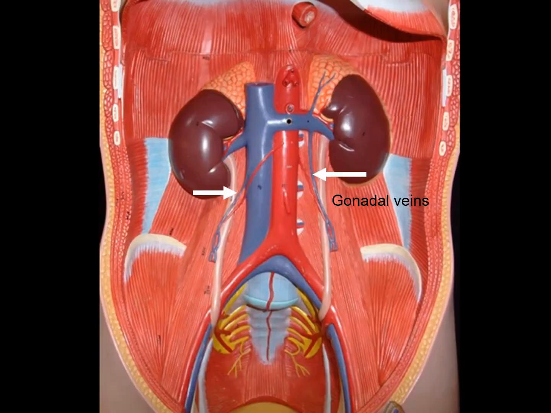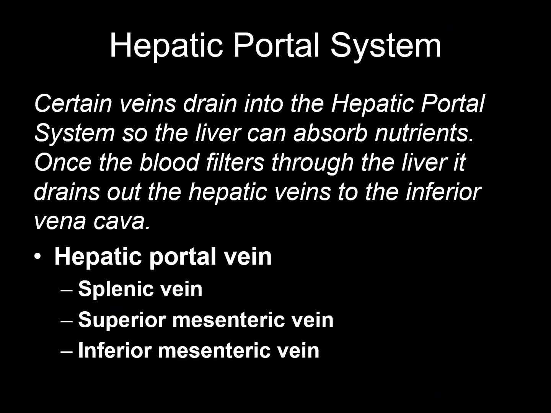Now the gonadal veins we weren't able to see on that flat model, but we can see them here, coming up into the vena cava. So the gonadal veins are a little harder to see on that other model. They don't have them there, so we look at this one. This is our big torso model that we've taken all the intestines out of.